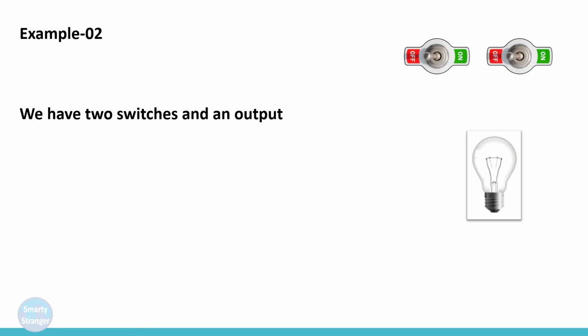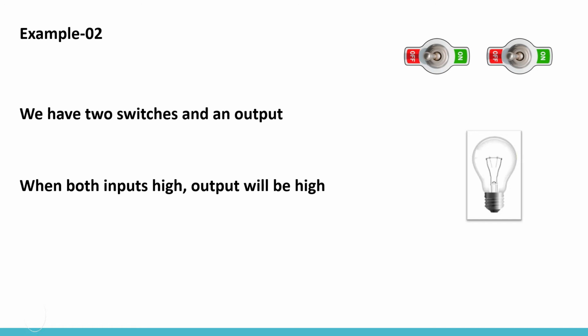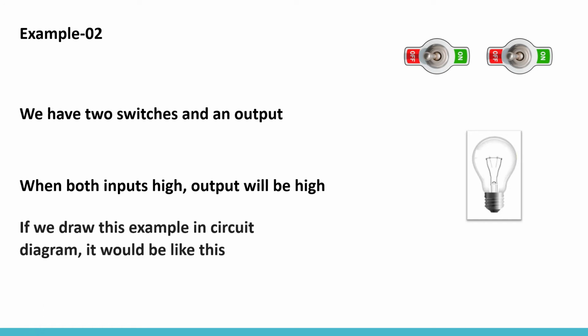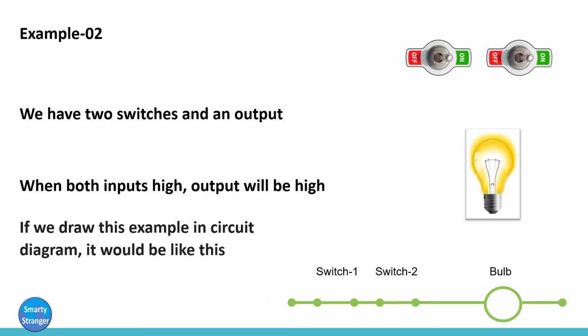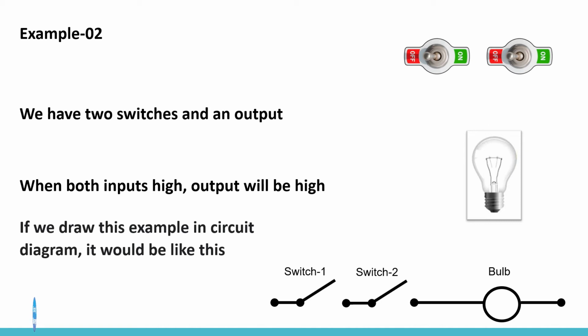Consider another example. We have two switches and an output. And our purpose is, when both inputs high, output will be high. If we draw this example in circuit diagram, it would be like this. When we press the buttons or close the switches, power moves forward, circuit complete and bulb or lamp on. And when we open the switches, bulb or lamp off.